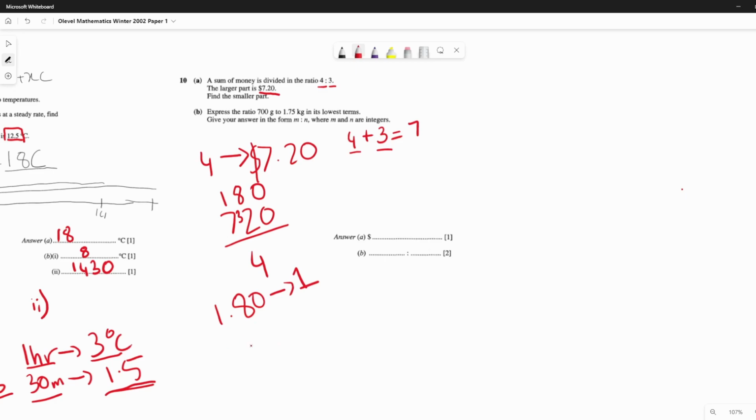And now what we can simply do is multiply this by 3 to get the smaller part, which is the 3 parts. So 180 times 2 is 360, and times 3 is 540. So $5.40 would be our 3 parts.